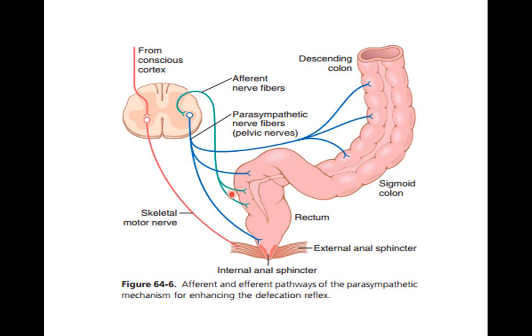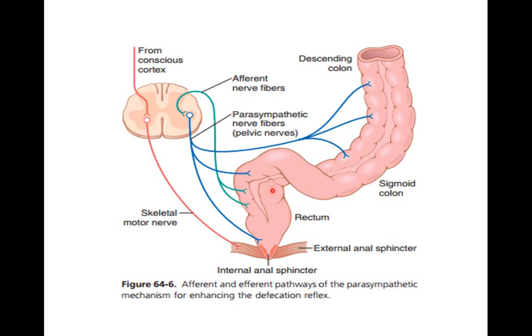As you see, some efferent nerve fibers project to the internal anal sphincter, but not the external anal sphincter. The external anal sphincter is innervated by a skeletal motor nerve, from the conscious cortex or voluntary nerve in this defecation.